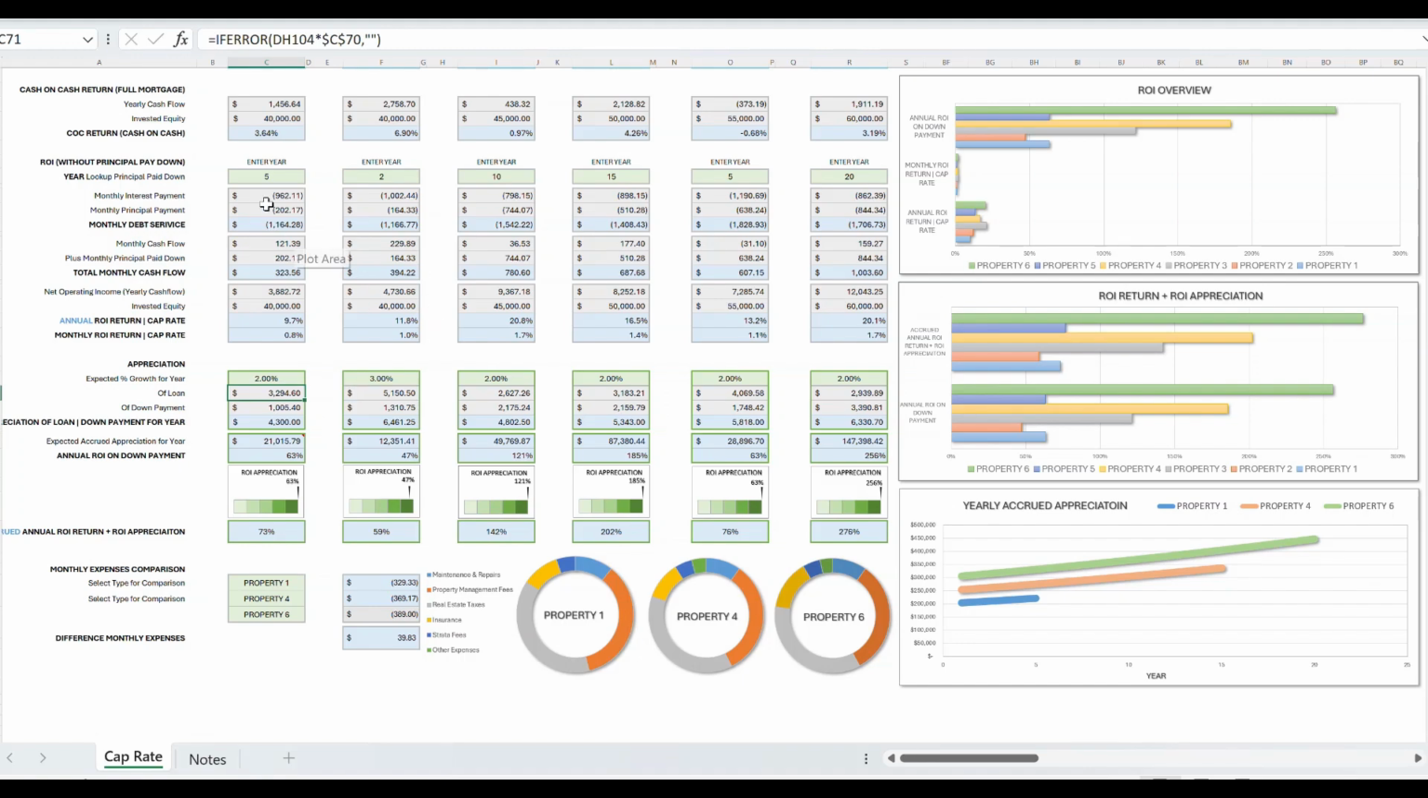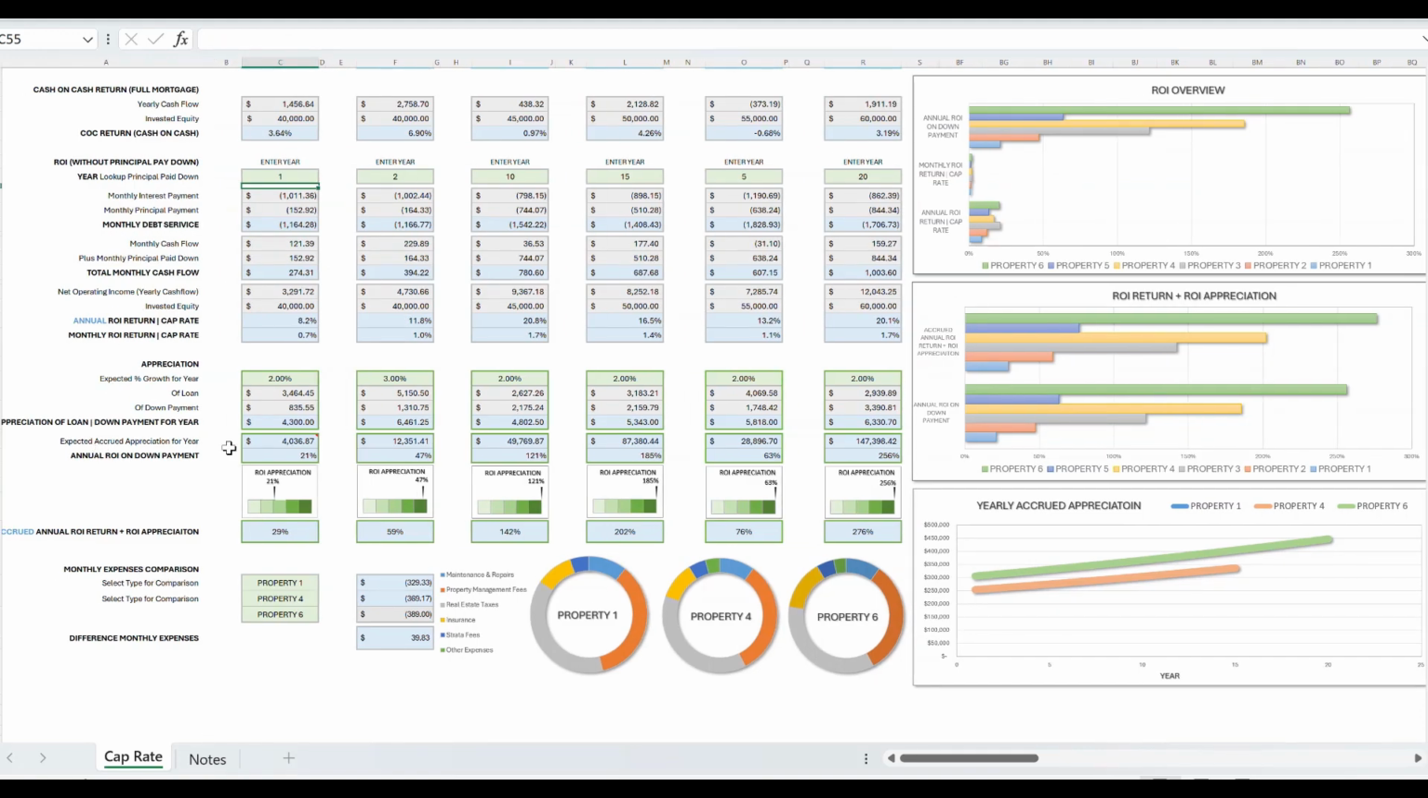So for your first year, as you can see, I enter 1 year. Your appreciation of loan, so that's the amount of your loan, you're gaining $3,400 just from borrowed money, and on your down payment you're gaining $835. So total appreciation, let me move this over so you guys can see. Your total appreciation is $4,300, and expected accrued appreciation for the year is $4,036. So your annual return on down payment is 21%. That's really good, really good.